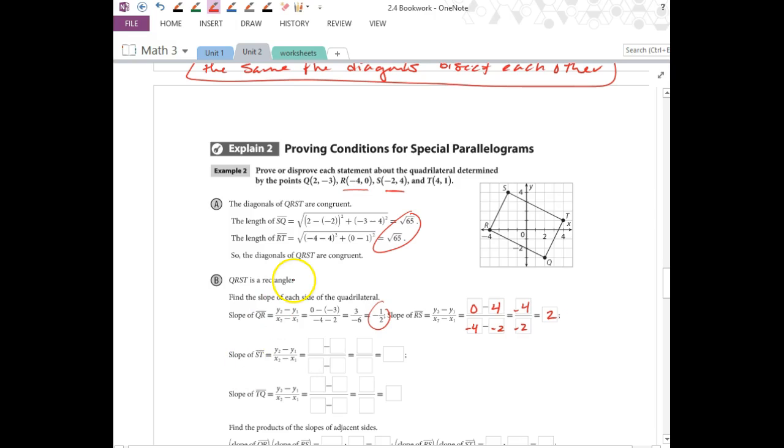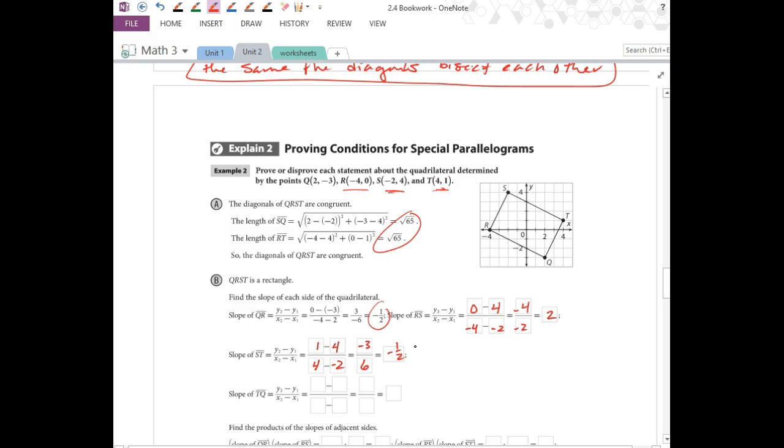Okay, then we go to ST. S and T, do you see S and T? S, T, here's T, S and T. So what's the Y's? Sure, 1 minus 4. So if I start with 1, what's the X? 4 minus -2. So I have 1 minus 4 on the top is -3, and then I have 4 plus 2. So that reduces to -1/2. I'm seeing a trend here.